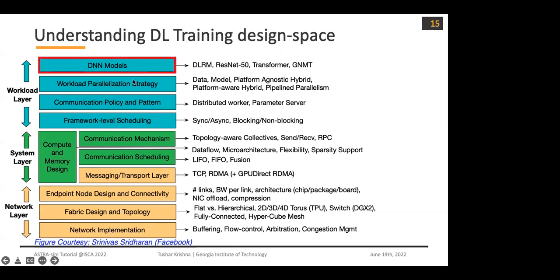So at the very top, you have the actual DNN model. Then you decide on a parallelization strategy for it, the communication policy and pattern, then some framework-level scheduling. And then you have the actual compute and memory system, so the accelerators and the memory system, and the communication mechanism for scheduling your compute and communication. And finally, low-level network-related things, so the messaging and transport layer, endpoint design, the fabric design, and network implementation.